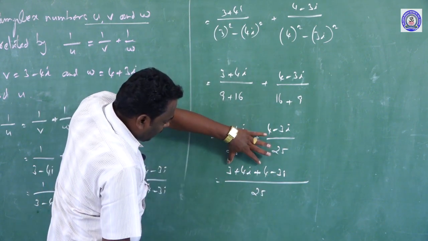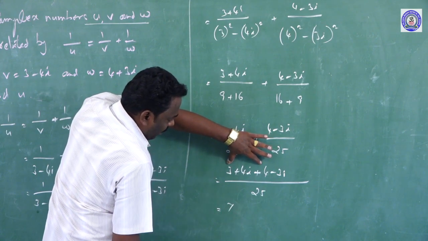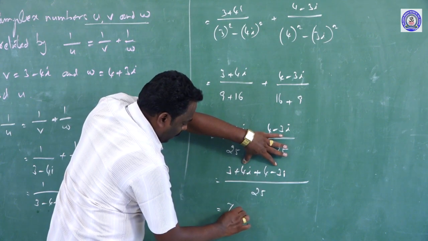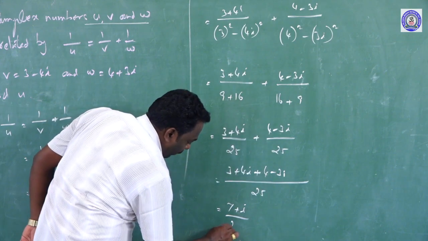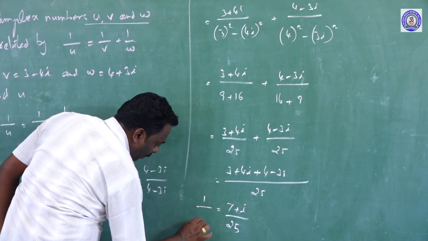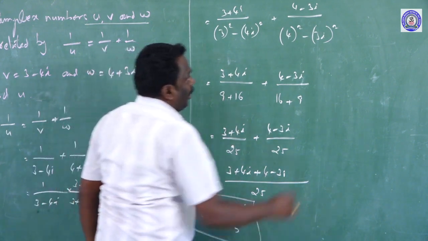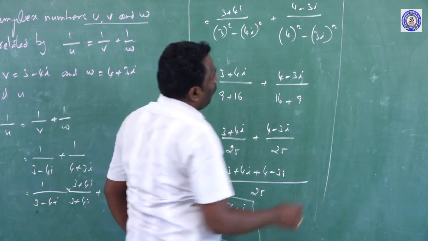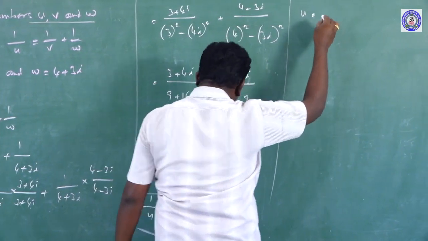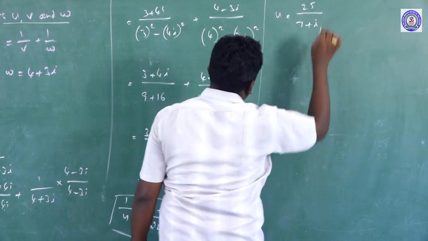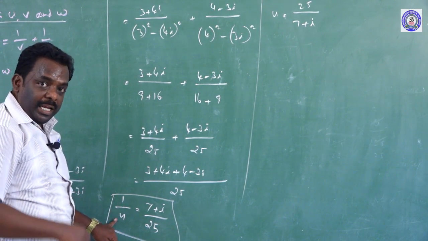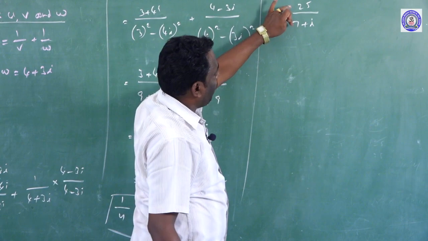Now simplify the equation, just adding the real terms, that is equal to 7, 3 plus 4, and separating the imaginary terms, 4 minus 3, therefore plus i, by 25. And what is that? The left hand side equation, we have 1 by u. Now again we want to find the value of u, taking the reciprocal of this last expression. What is the reciprocal? 1 by u equal to 7 plus i by 25. Take the reciprocal, u is equal to 25 by 7 plus i.